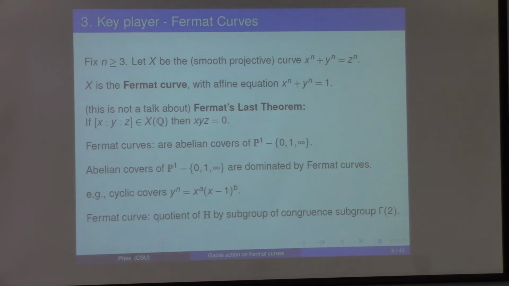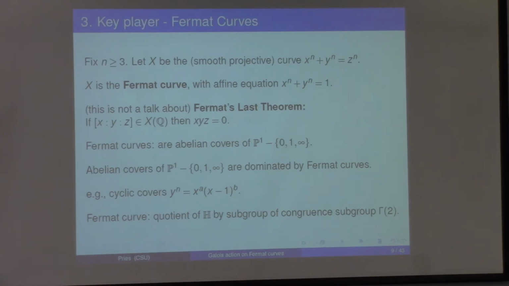So in this talk, we're going to be talking about the Fermat curves. For a number n greater than or equal to 3, the Fermat curve is just the curve x to the n plus y to the n equals z to the n. It has affine equation x to the n plus y to the n equals 1. And Fermat's last theorem says that if you have a rational point on this curve, then one of the coordinates has to be 0. These Fermat curves turn out to be abelian covers of the projective line minus 3 points. More generally, any abelian cover of the projective line minus 3 points is dominated by a product of Fermat curves. So for instance, these cyclic covers can be dominated by certain Fermat curves.